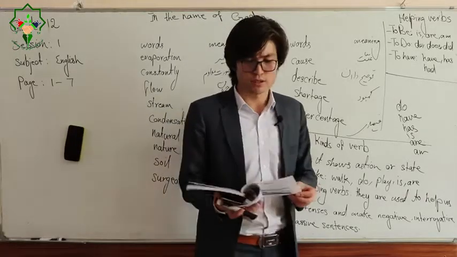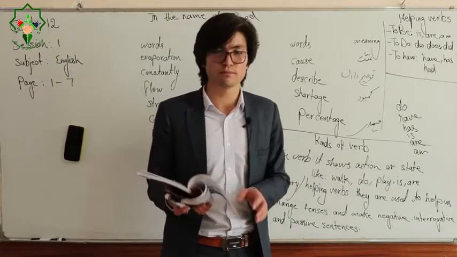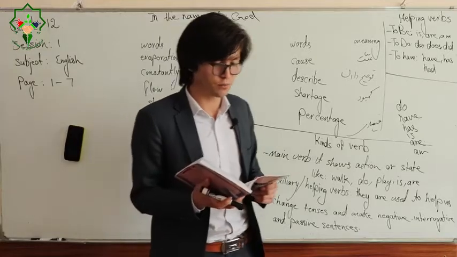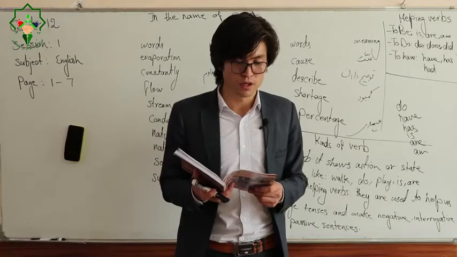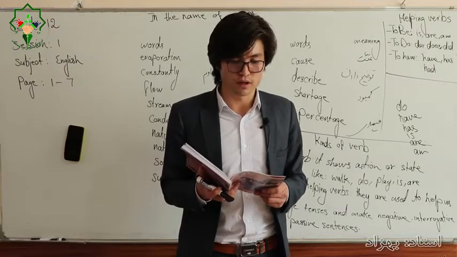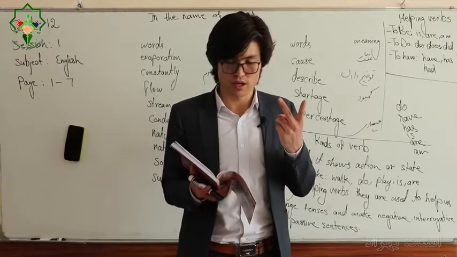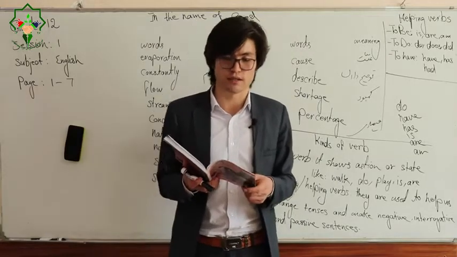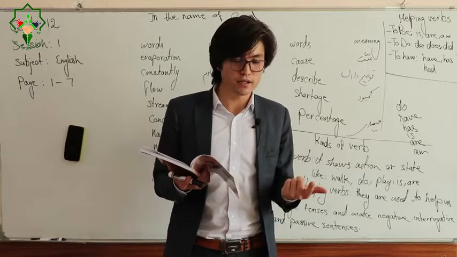Now come to page 3. Conversation practice. Here is a conversation. Practice conversation about lesson 1 with your partner. Number 2, your classmates will read the following conversation in pairs. Listen to your classmates and then practice saying it. There is a conversation between Akbar and Umar.